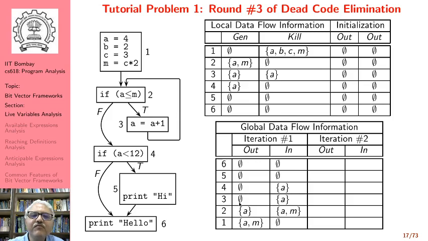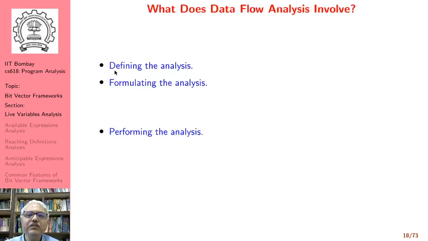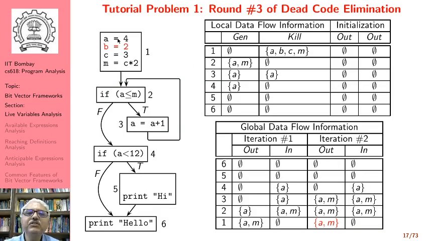Once again we have at the exit of node 3 the set being empty set, which then changes in the second round, and now we find that at the exit of node 1 we have A and M as live, which means that only the value of A and M is required. The value of B is not required. Value of C is required locally within the basic block, but value of B is not required after the basic block. So after this round of dead code elimination, we get further optimized code.